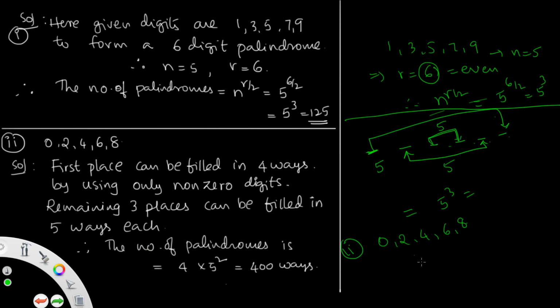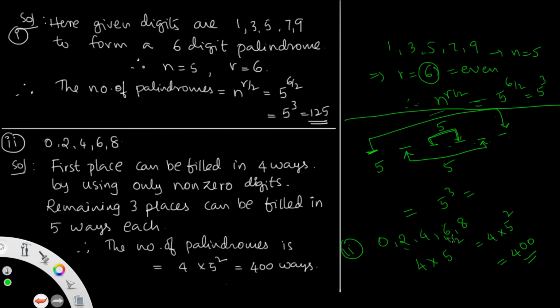So first place into the power of r by 2. Then you get 0 without place. So 1, 2, 3, 4 numbers. So 6 digit means 4 into 5 to the power of 4 by 2, that is 4 into 5 square. 4 into 5 square is nothing but 400 ways. So this is the number of polynomials that can be done here.